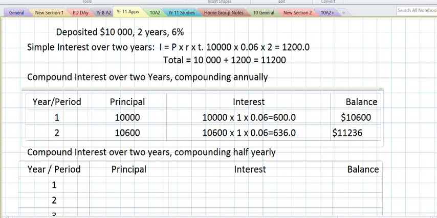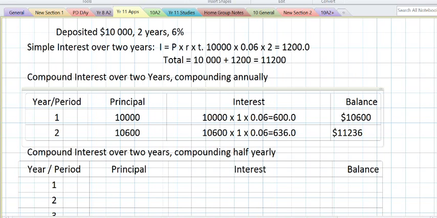Now, we did look at this yesterday, so we shouldn't be surprised. So, we looked at this yesterday, so we shouldn't be surprised to see that when we compound over 2 years, we earn a higher rate of interest. We earn more interest than over simple interest for that 2 year period.